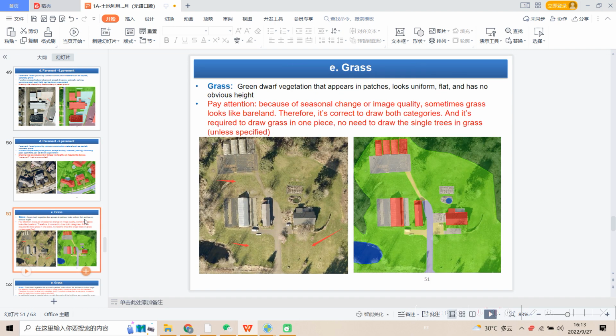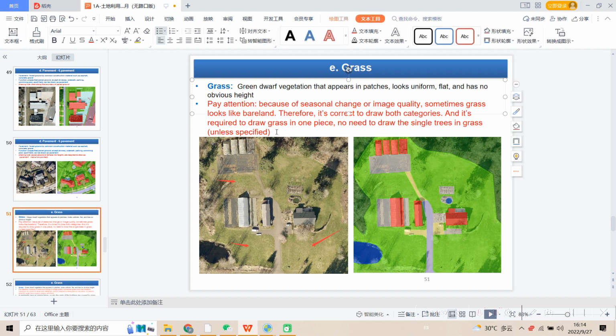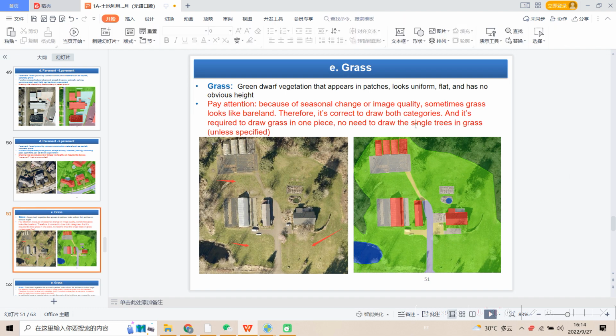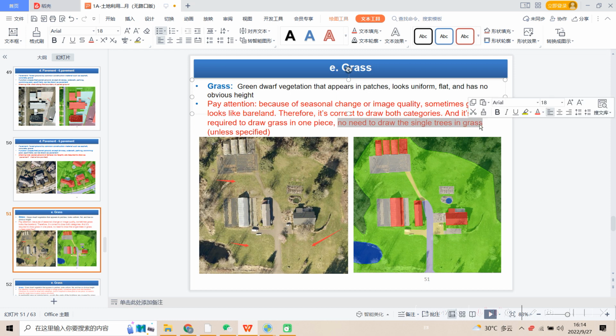Next is natural land cover. First is grass. Grass is dwarfed vegetation that appears in patches, looks uniform, flat, and has no obvious height. Pay attention that because of seasonal change or image quality, sometimes grass looks like bare land. So in this case, it's correct to draw both categories, and it's required to draw grass in one piece, which means we don't need to draw the single trees in grass, unless specified. In this example, as you can see, those single trees have not been excluded, and we draw the whole area as grass.